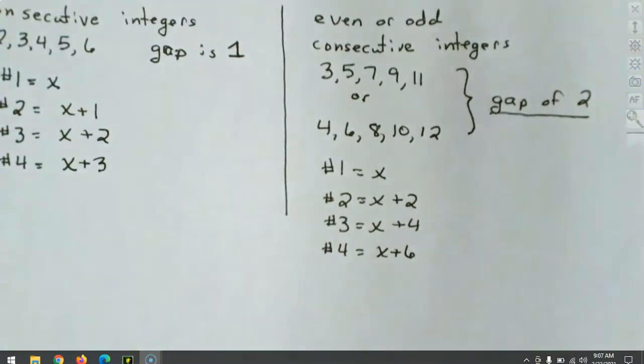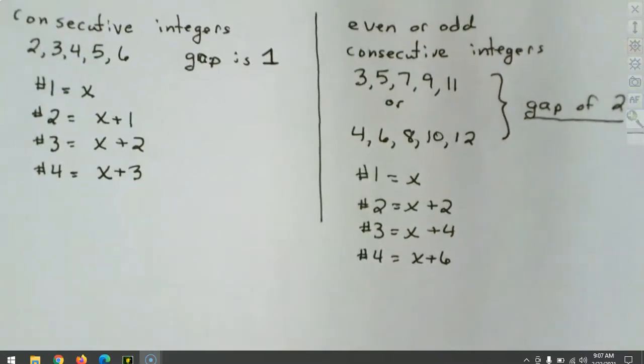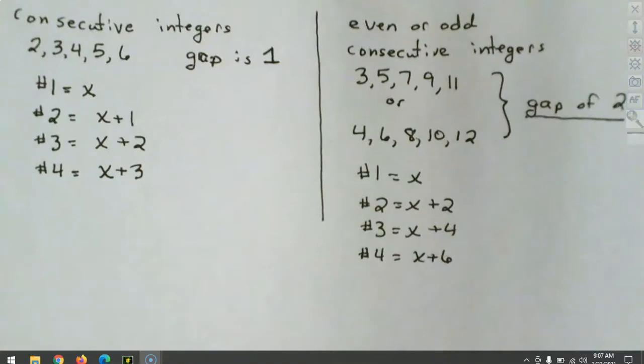Because you're adding what every time? You're adding 2. So if it's just consecutive integers, what do we add? 1. Okay? If it's even or odd, how much do we have to add? 2 each time. So we've talked about these consecutive integers now. Let's look at question 19. We can add more of these questions if we need to, but let's just begin with question 19.